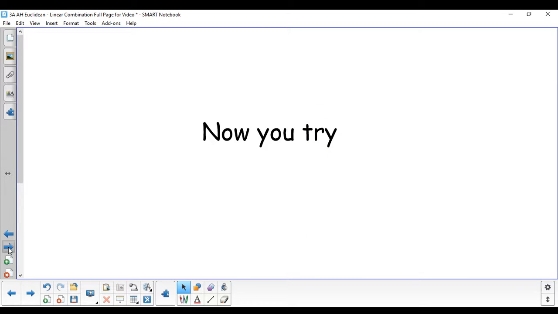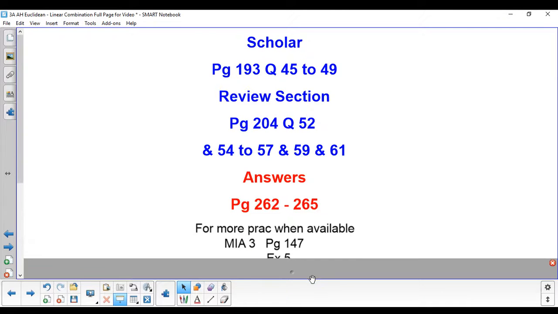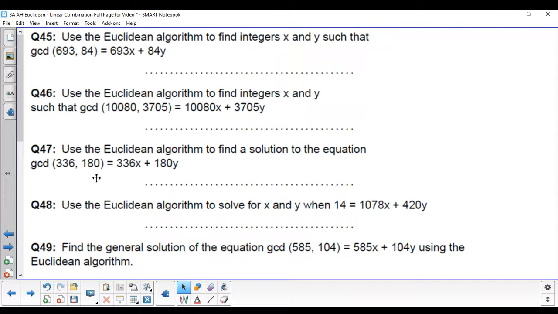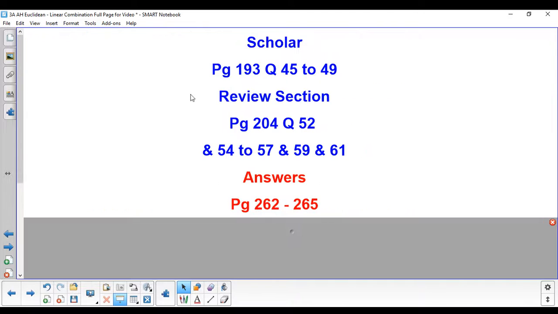You're going to try now. So in Scholar, page 193, 45 to 49, and the review section, I've got them all here. So it's up to you if you want to go through this. You'll need to go and find the answers anyway. There is some more maths and action practice, but we don't have that available just now. But they are here in your PDF. They're maybe not as pretty. I've just condensed them here so that they're all in the same parts. But if you want to, you can use these. Otherwise, go to these questions. Okay? And that's you.